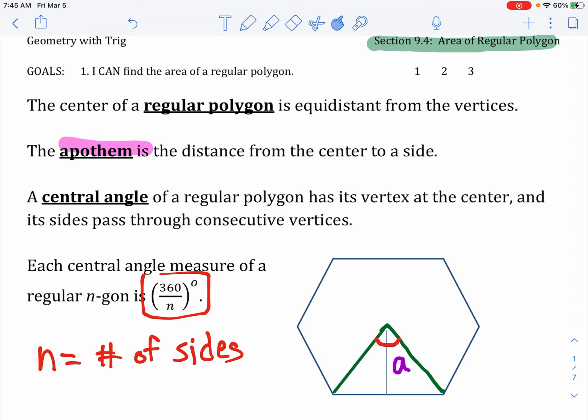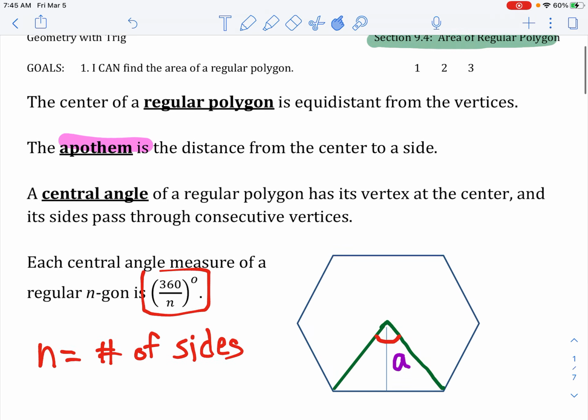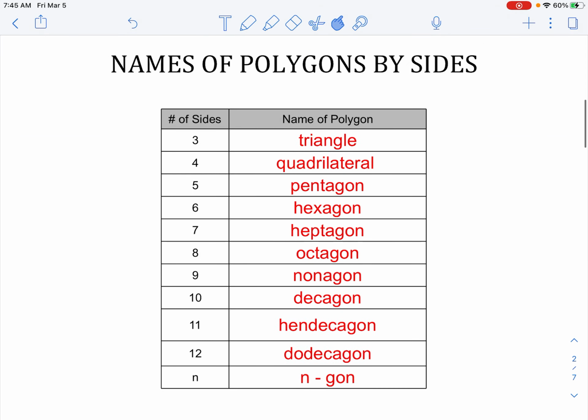Now, again, we said a polygon was a figure with any amount of sides. So here are our polygons right here. We've got 3 sides triangle, 4 sides quadrilateral, 5 sides pentagon, 6 hexagon, 7 heptagon, 8 octagon, 9 nonagon, 10 decagon, 11 hendecagon, 12 dodecagon, and you'll notice anything after 12 is an n-gon. So if there's 13 sides, we call it a 13-gon. If there's 21 sides, we call it a 21-gon. We only go up to the names with 12.